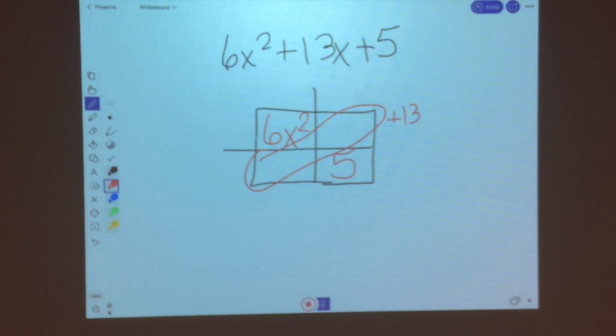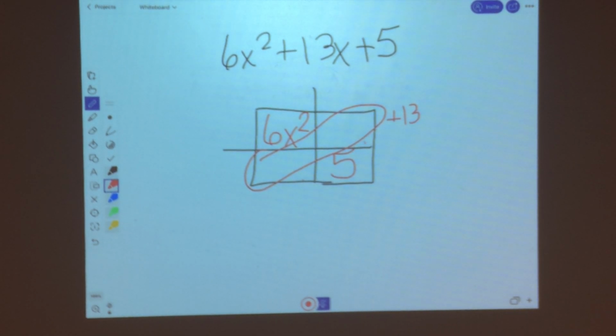Now I need to think about what numbers go into 6. I know 2 and 3 go into 6. So let's think about other numbers that are divisible by either 2 or 3 and add up to be 13. Some numbers that add up to 13 that are divisible by 2 or 3, we could have 6 and 7. But I have 6x here in this first box, then I'd have to have a 7 down here and nothing would factor. So 6 and 7 aren't going to work.